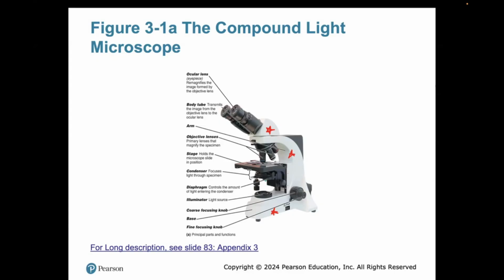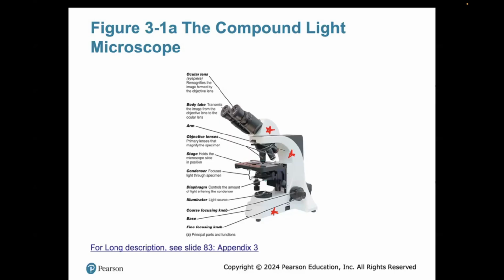It controls the amount of light that actually reaches the specimen. And so here you have the condenser. The condenser lies underneath the stage, and that's going to help focus the light through the specimen. The iris diaphragm, that lever, is going to control the amount of light that actually enters the condenser itself. And so then we have the illuminator, which is the light source.